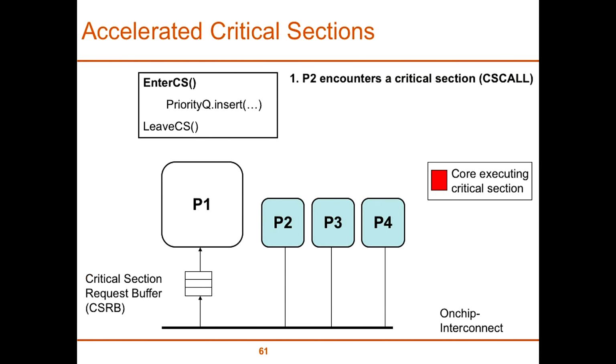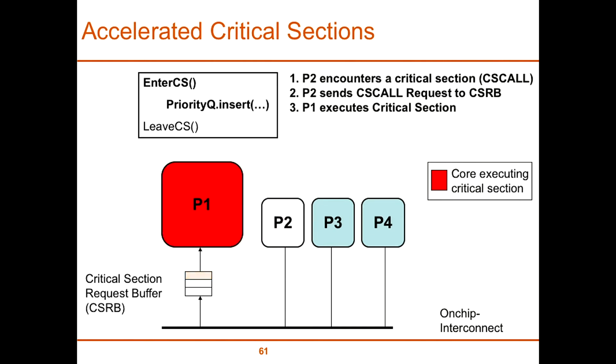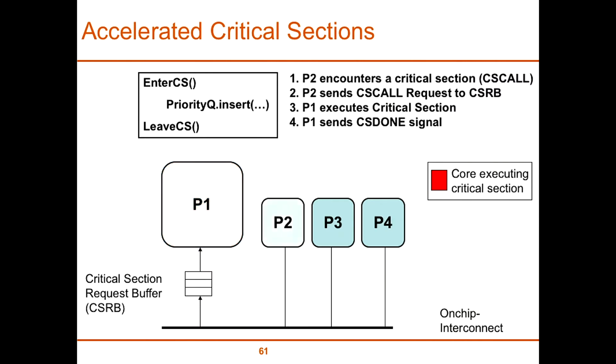When processor 2 encounters a critical section call marked with an instruction, it sends a critical section call request to the critical section request buffer at processor 1, which queues them in a FIFO manner. When this gets to the head of the queue, processor 1 executes the critical section. Now shared data remains in processor 1's caches. It doesn't go anywhere else. That's one benefit. And when it's done, it sends the critical section done signal. It also ensures that all critical sections are executed over here. As a result, things are serialized, right? Which they should be anyway, because these are critical sections.